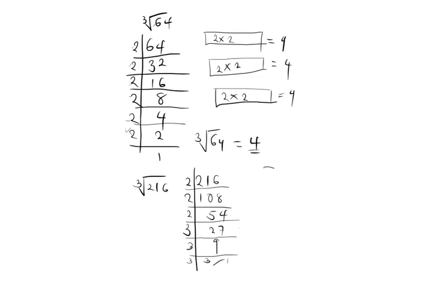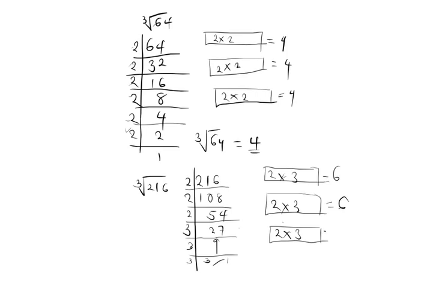So this means that when we group these factors into 3 groups, each group is expected to have a 2, 2, 2 multiplied by 3, 3, 3. The answer to each group is the cube root of 216. So this is 6, 6, 6, and this implies that the cube root of 216 is equal to 6.